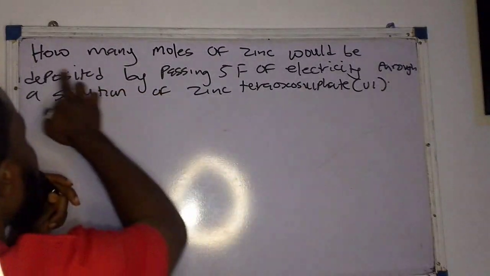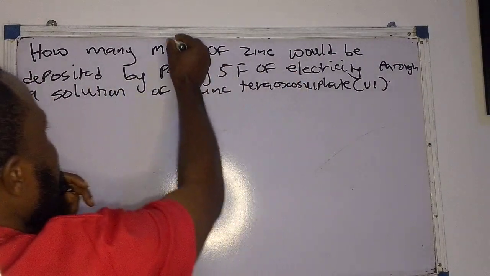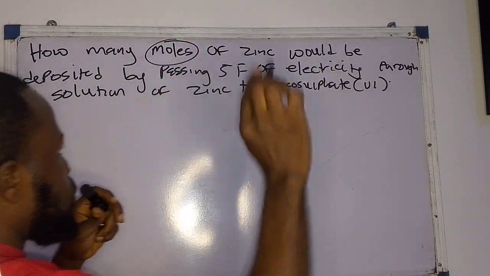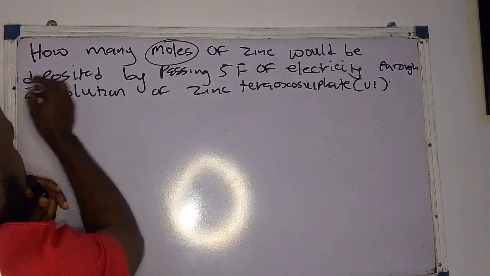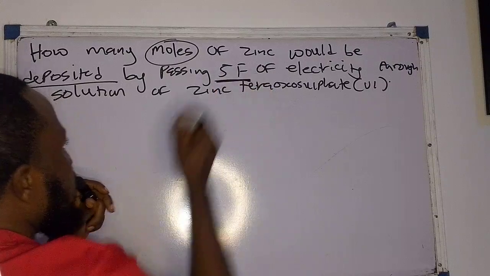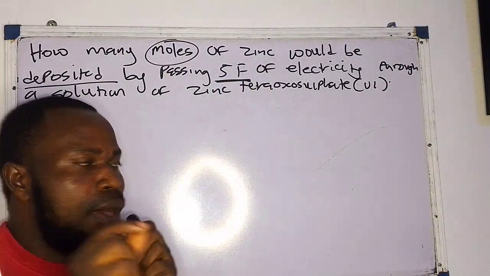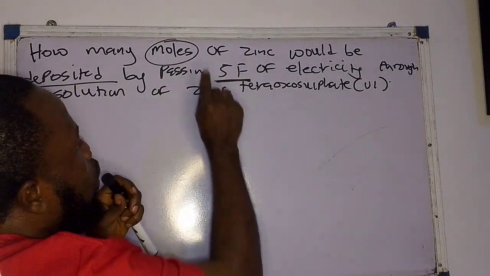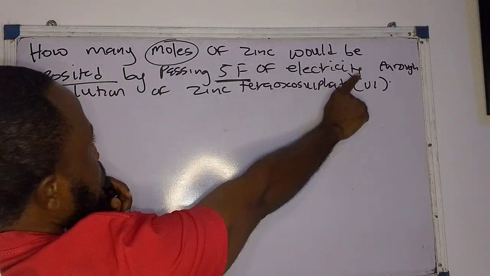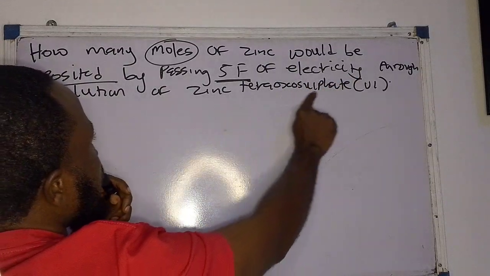Now look at it. They said how many moles of zinc would be deposited by passing 5 farad. Now when you see 5 farad, it is dealing with quantity of electricity, through a solution of zinc tetraoxosulphate VI.